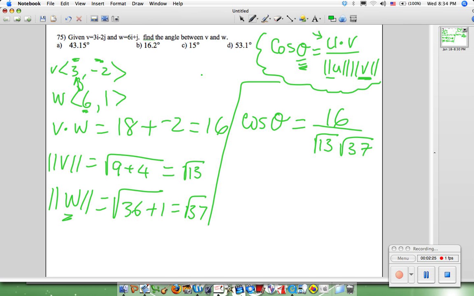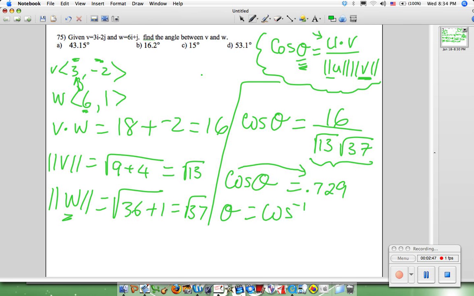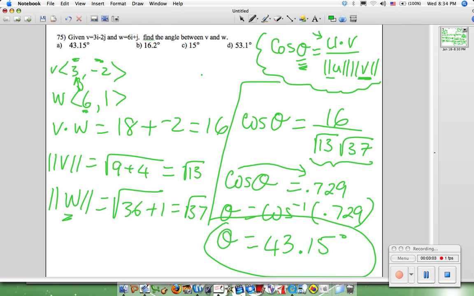To use the equation, cosine theta should equal a number. So when we take the calculator and divide that out first, that is 0.729. The number is quite small, so when a number is small, guess what you have to do? You move the cosine over. So then that'll be cosine inverse of 0.729. Once you hit that, keying into a calculator in degree mode, it should give you 43.15 degrees. And that looks like it's matching up with answer A.